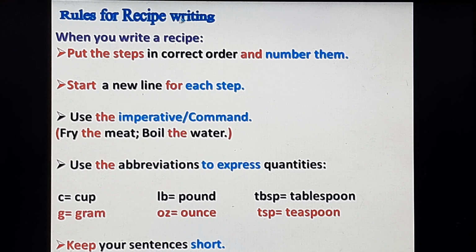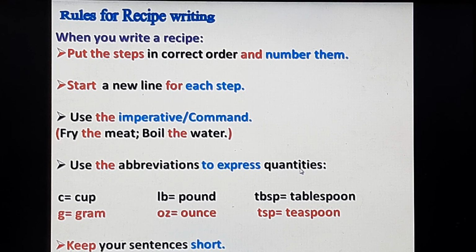Rules for recipe writing. When you write a recipe, first put the steps in correct order and number them. This is called step by step instruction. Start a new line for each step. Use the imperative or command. We should never say we will fry the meat and we will boil the water. No, you should not use statements. You have to use the imperative method, like fry the meat, boil the water.